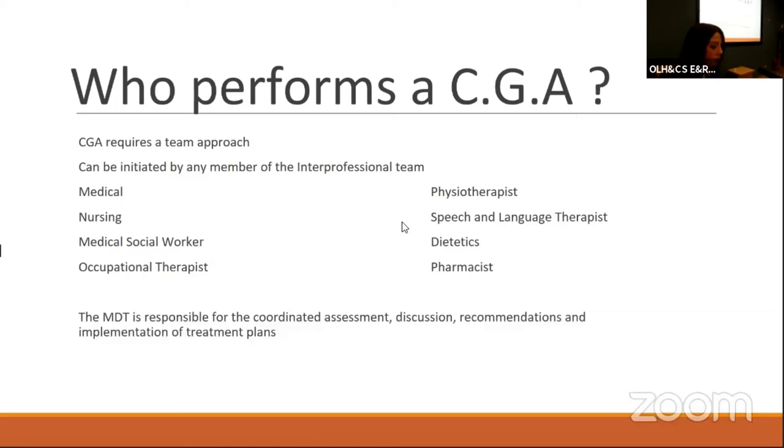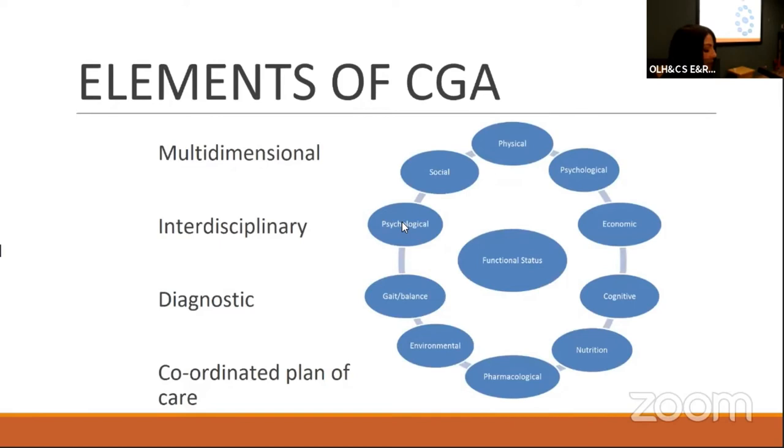So just the elements of it: it's multidimensional, and you can see here again from the slide all the aspects. It uses an interprofessional approach. The core domains include the functional status, mobility, gait speed, and we've heard a lot about that already this morning, and review of the geriatric syndromes, cognition, polypharmacy, and falls. It's both a diagnostic and a treatment process.